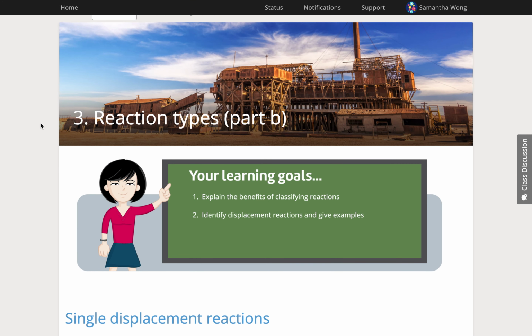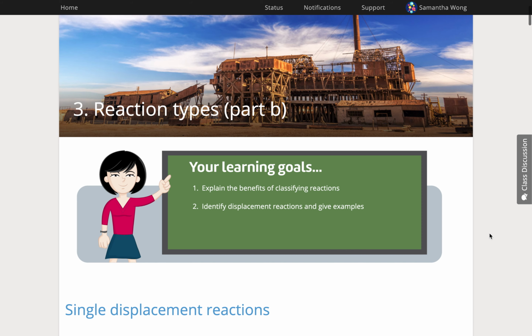Okay, so where we left off with the last video and last lesson is we were talking about reaction types, in particular reaction types part A, where we explored our composition and our decomposition reactions. So the objective of today's lesson and video is to explain the benefits of classifying reactions and also identify displacement reactions and give examples.